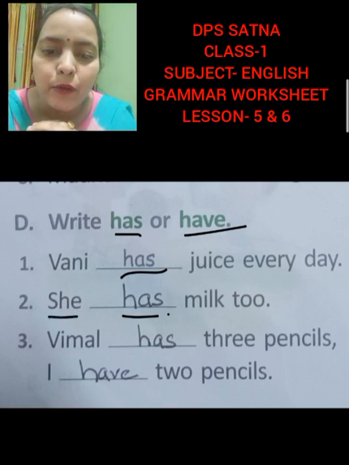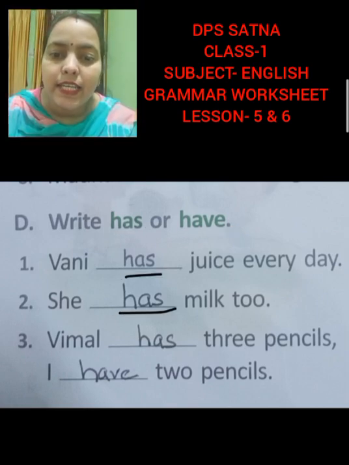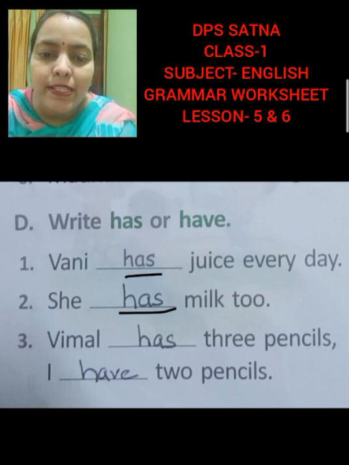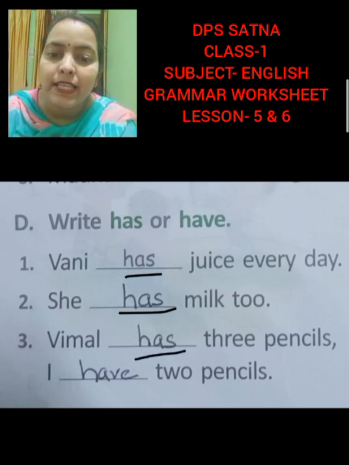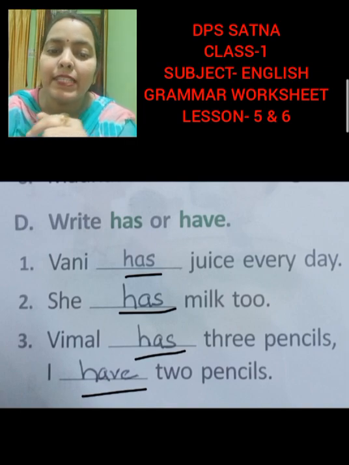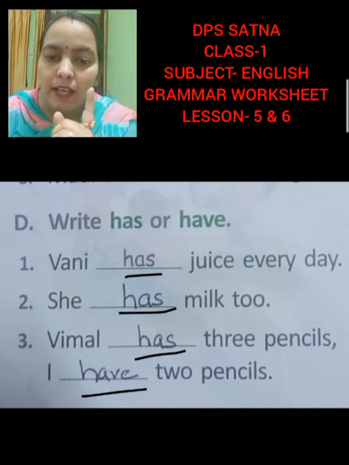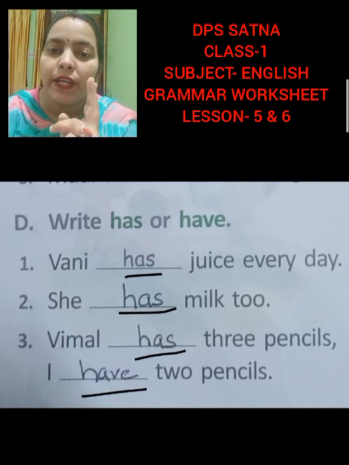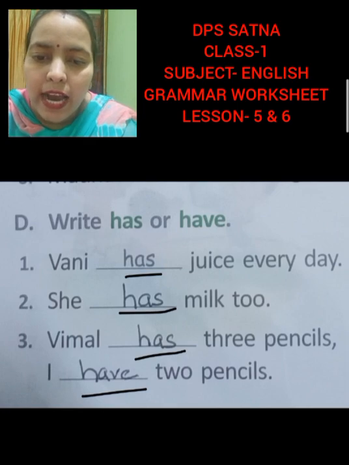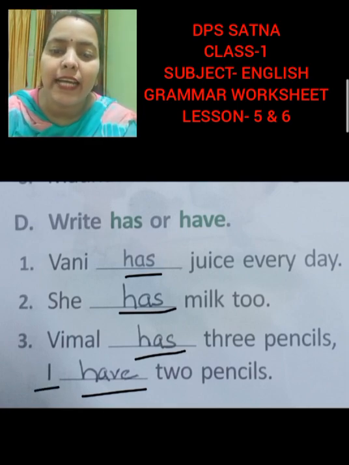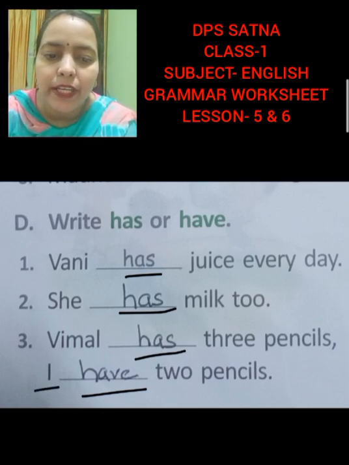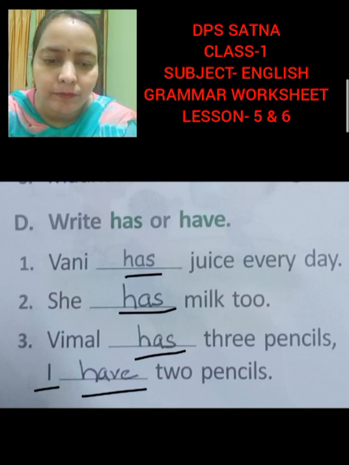Okay. Now the third sentence is Vimal dash 3 pencils. Vimal has 3 pencils. I dash 2 pencils. I have. So I is a pronoun. We use have with they, we, I and you. So I is used over here. So we will write have over here. Okay. Now we are going to do the next sentences.